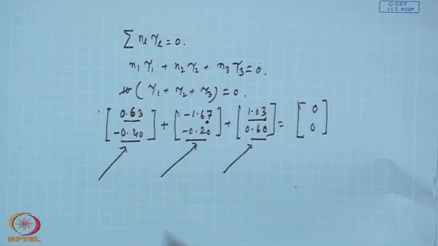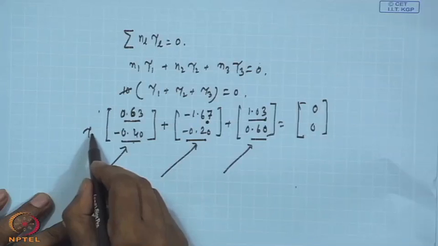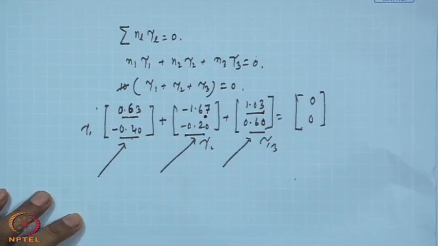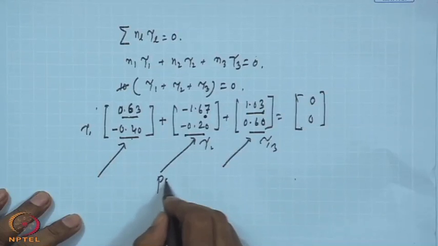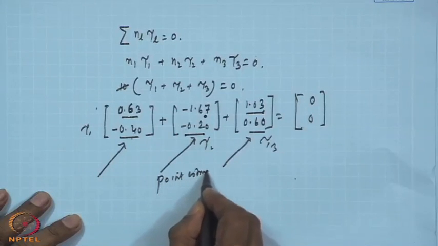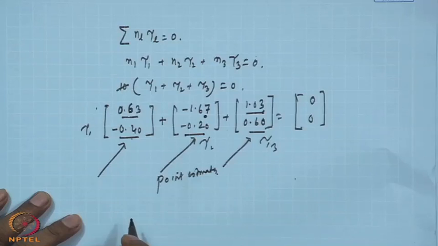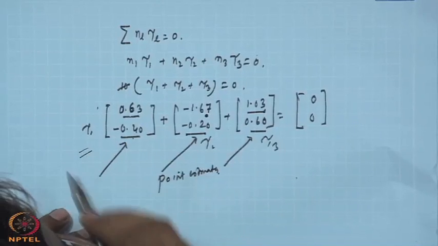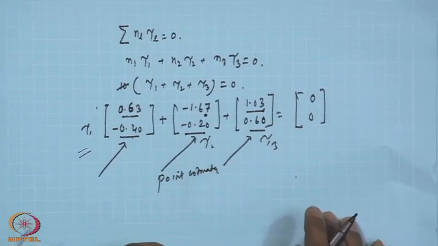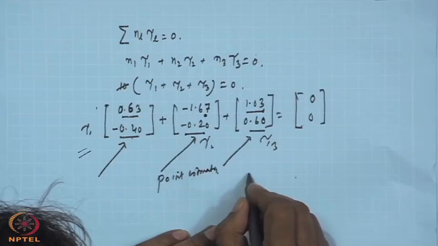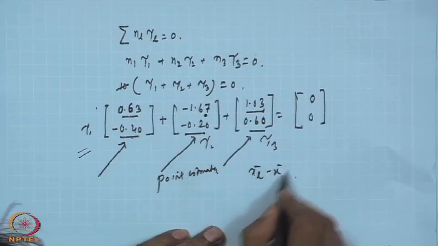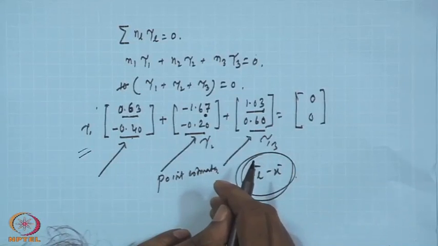That you have already found out that this is your tau 1, this one is tau 2 and this one is tau 3. So, these are all known as point estimates, correct. Now, we want to know the interval estimate of all those things. So, if you want to find out the interval estimate, then you will definitely require to find out XL bar minus X bar, what will be the estimate, all those things.